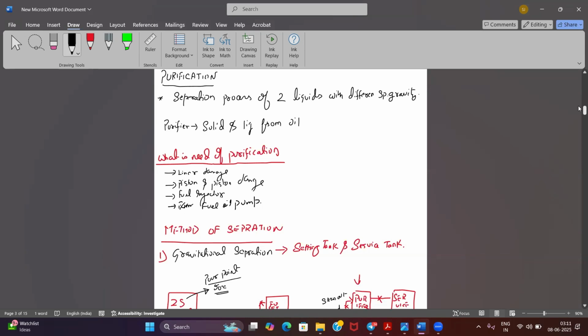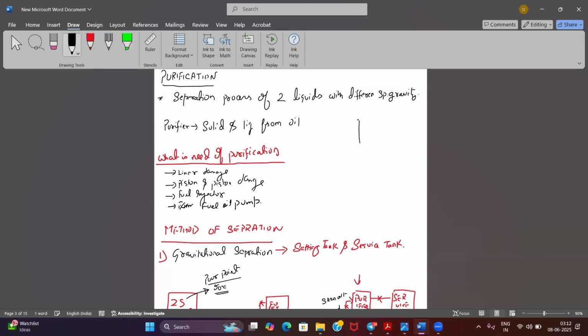Some oil will contain some water content, and that water content we need to remove. Also, there will be some sludge and solid particles in the oil that we have to separate. So that is all that is done in the centrifugal purifiers on board the ship. Now you can see here the separation process of two liquids with different specific gravities, because water will have a different specific gravity and the oil will have a different specific gravity.